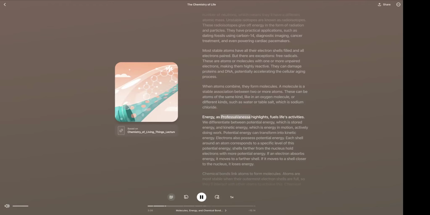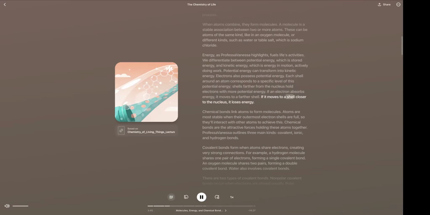Energy, as Professor Vanessa highlights, fuels life's activities. We differentiate between potential energy, which is stored energy, and kinetic energy, which is energy in motion, actively doing work. Potential energy can transform into kinetic energy. Electrons also possess potential energy. Each shell around an atom corresponds to a specific level of this potential energy. Shells farther from the nucleus hold electrons with more potential energy. If an electron absorbs energy, it moves to a farther shell. If it moves to a shell closer to the nucleus, it loses energy.